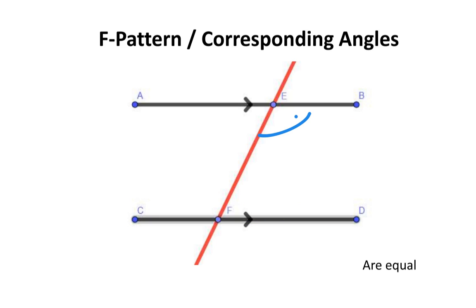The angle over here and here would be considered corresponding angles. This is also known as the F pattern. Why is it called the F pattern? Well, it resembles the letter F. Corresponding angles are equal.